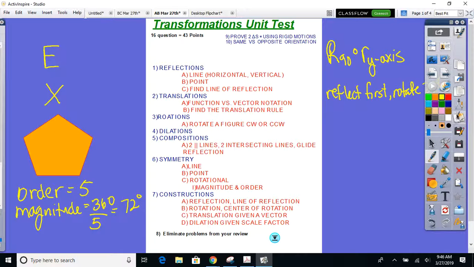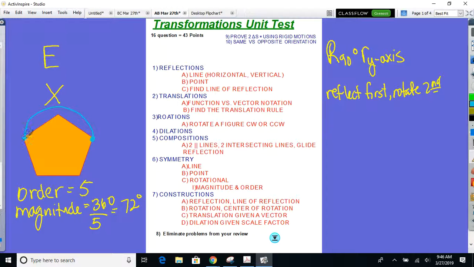Let me throw in a little bonus for you right now. How many degrees does it take me to go from this vertex to that one? 72. And then another 72, it's going to take me 144. So 72 every time.